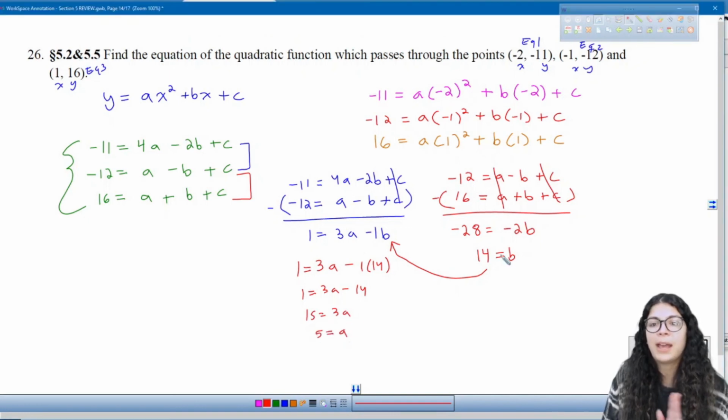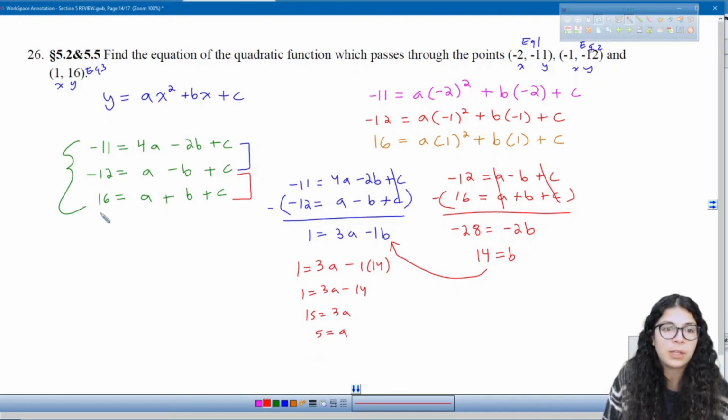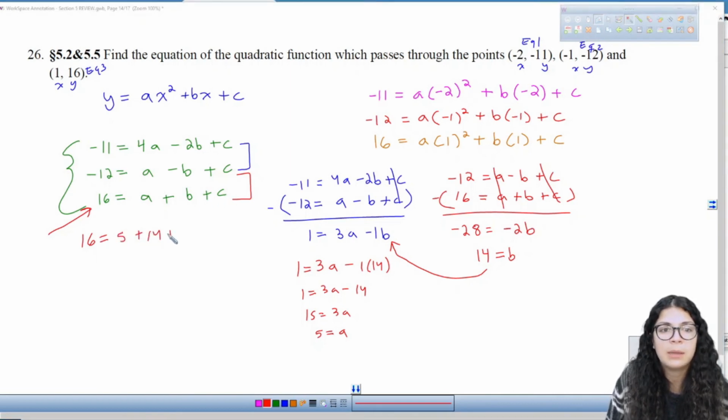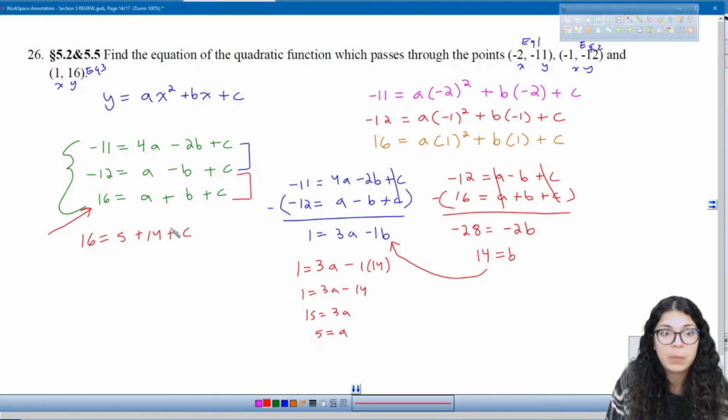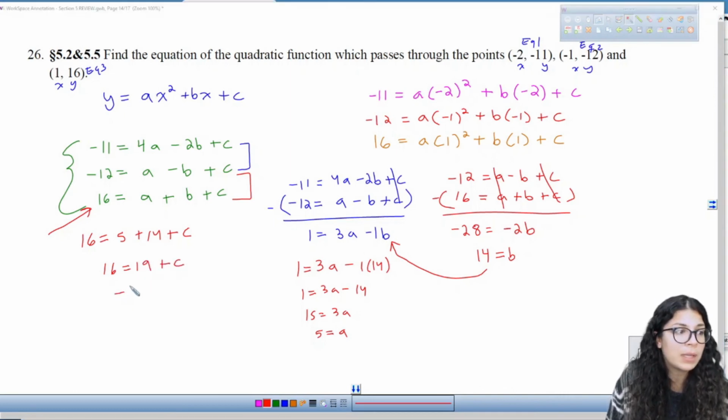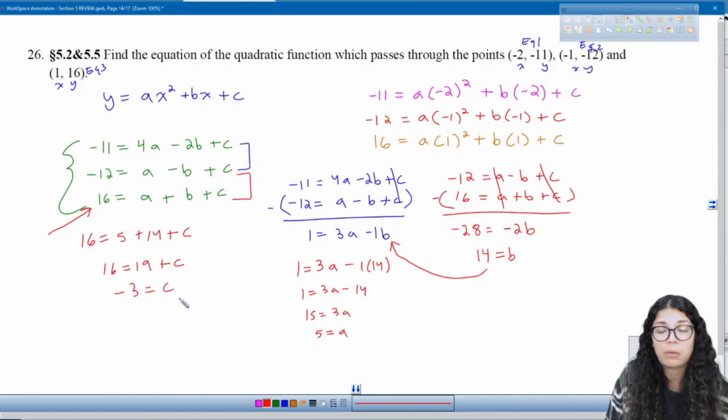So we have A, we have B. Now let's plug those two into this equation. You could pick any of them, but I'm just going to pick the bottom one, just because it's right there. So A is 5, B is 14, and then we need to solve for the last one, C. 5 plus 14 is 19, so 16 equals 19 plus C, excuse me. And then subtract 19 on both sides, we get C is negative 3.